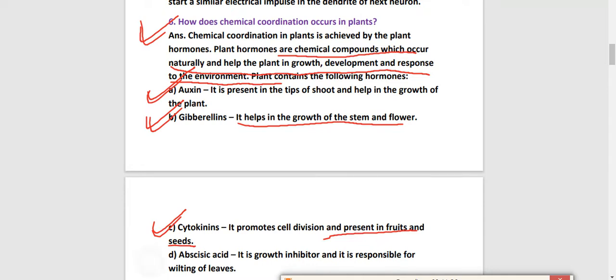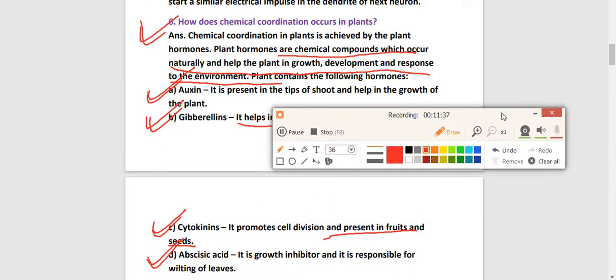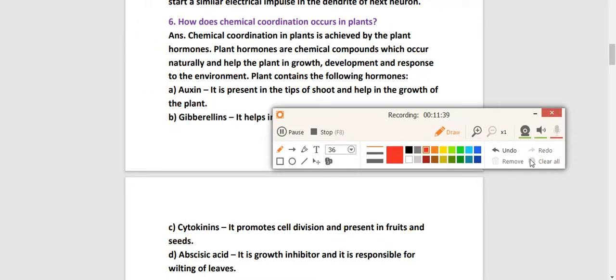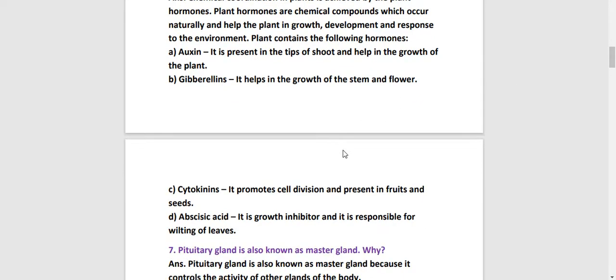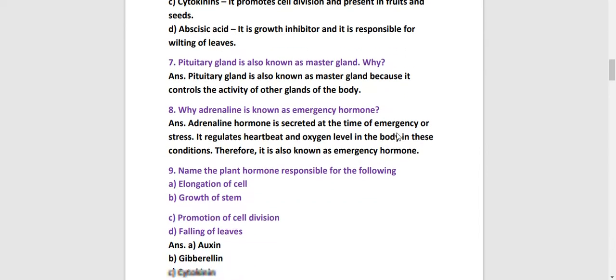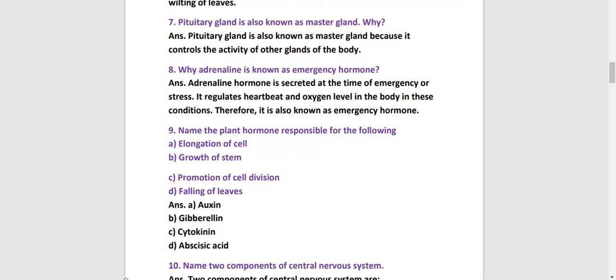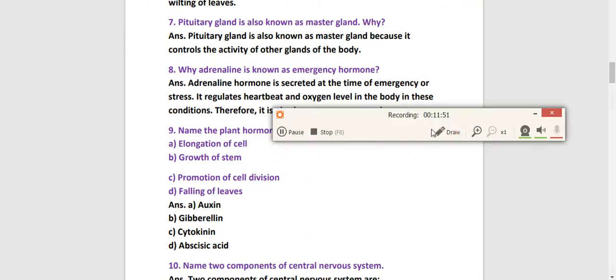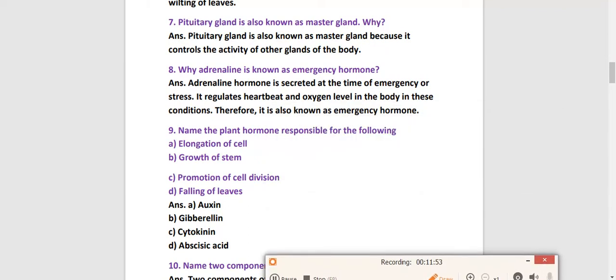But the last hormone, called abscisic acid, is a growth inhibitor, and it is responsible for wilting of leaves. It will stop the growth of the plant. So this type of question is also asked for 1 mark: name a plant hormone which is a growth inhibitor. So what will you write there? That is abscisic acid. And if it is asked to name a plant hormone which helps in the growth of the plant, then you can write auxin, gibberellins, or cytokinins.